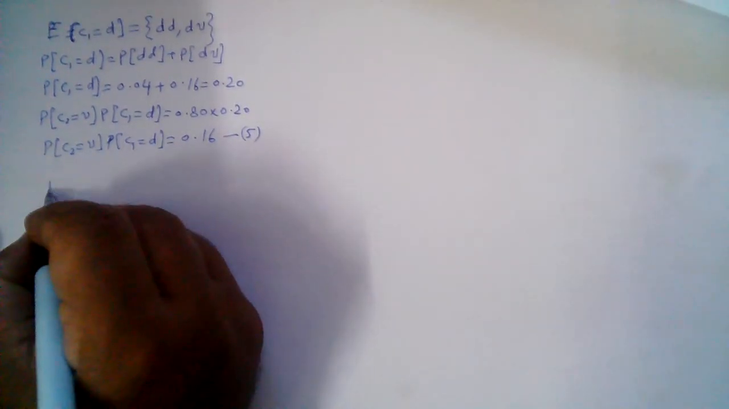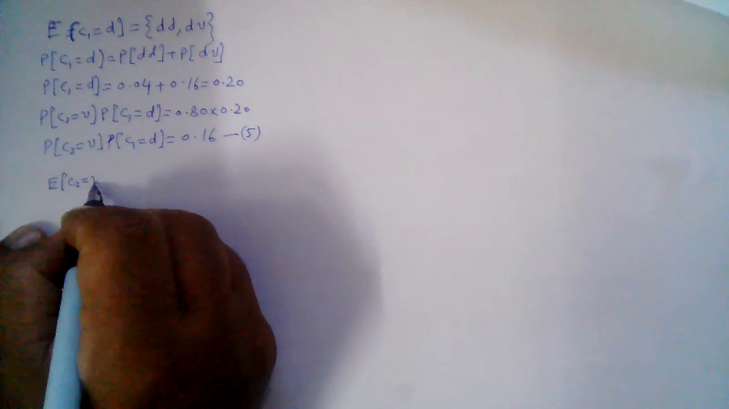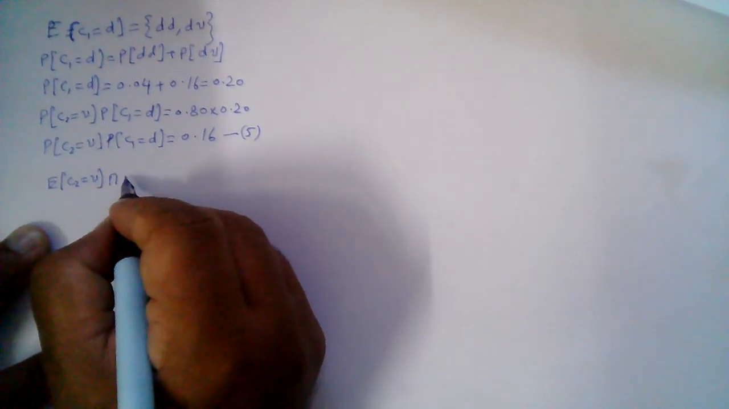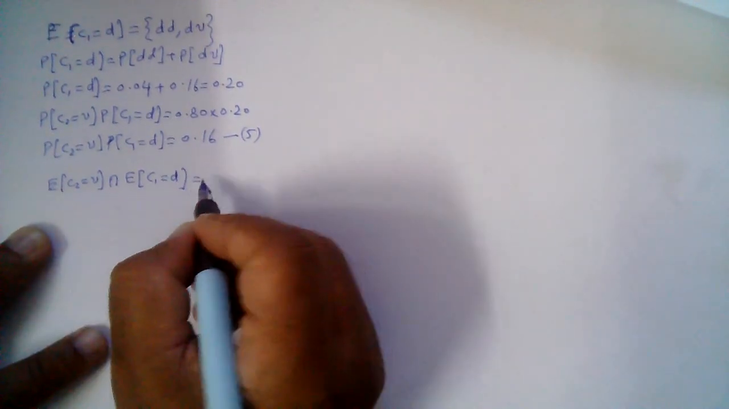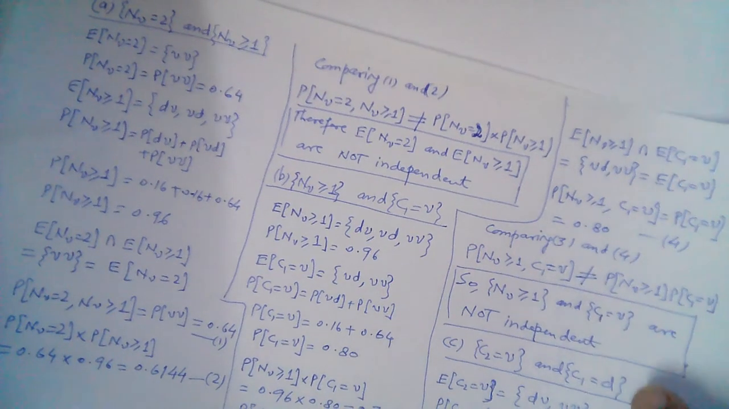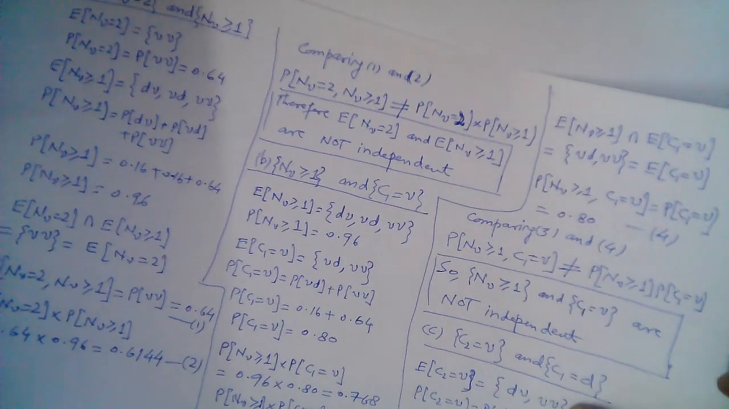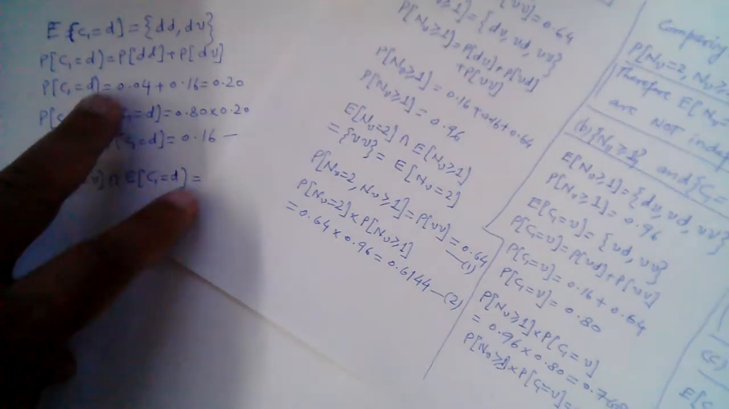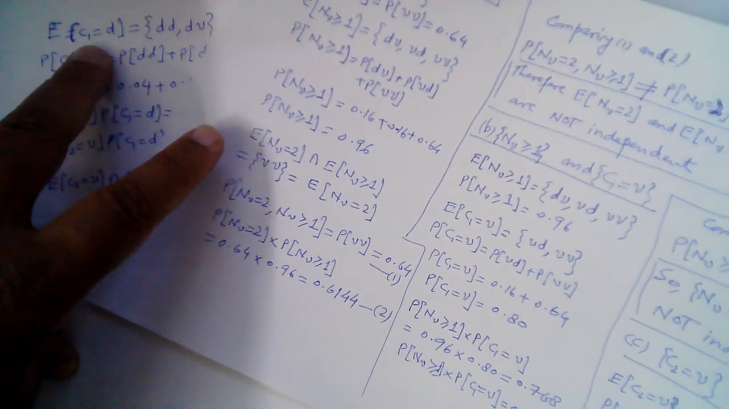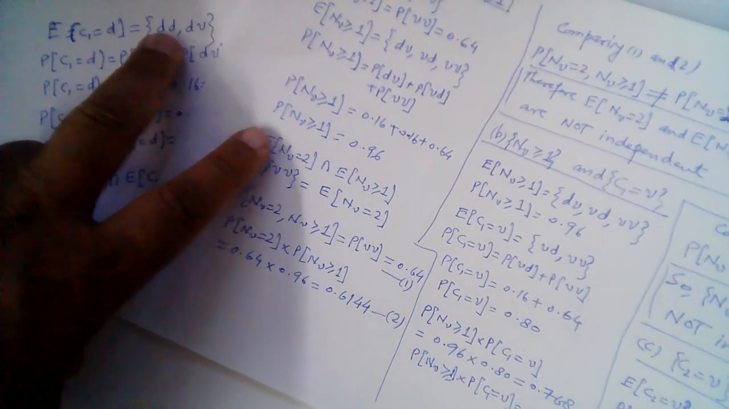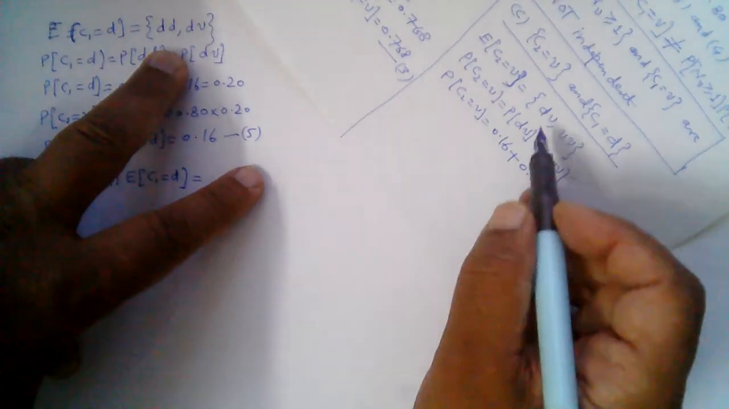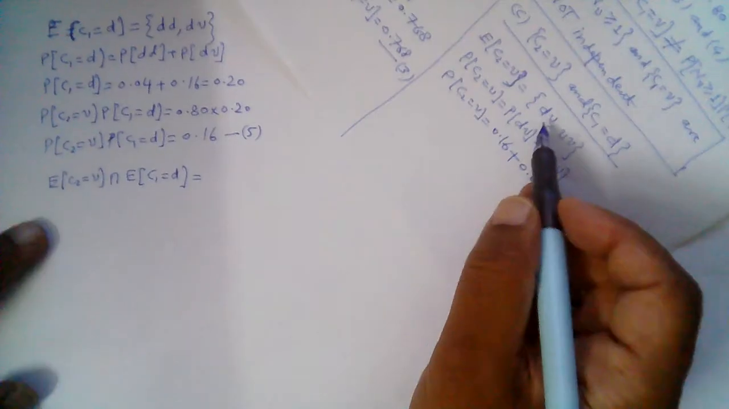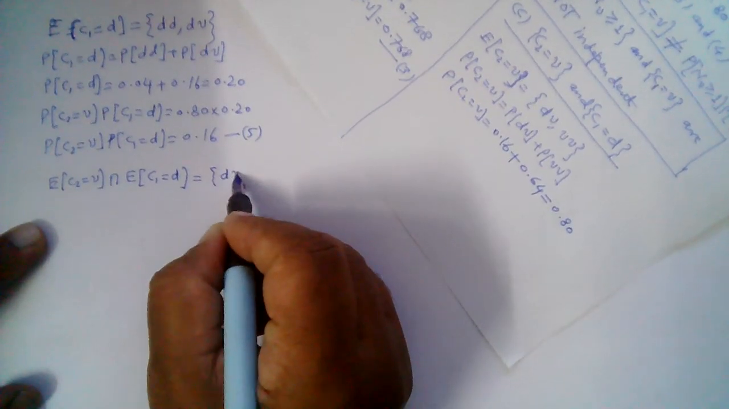So event C2 is equal to V intersection with event C1 is equal to D. These are the two events that we are considering, right? We have this event here, C2 is equal to V, which is DV, VV, and we have this event C1 is equal to D, which is DD, DV. So the intersection of both the events, if you see, is this outcome DV. DV is here and DV is here too, right? So this is event DV.